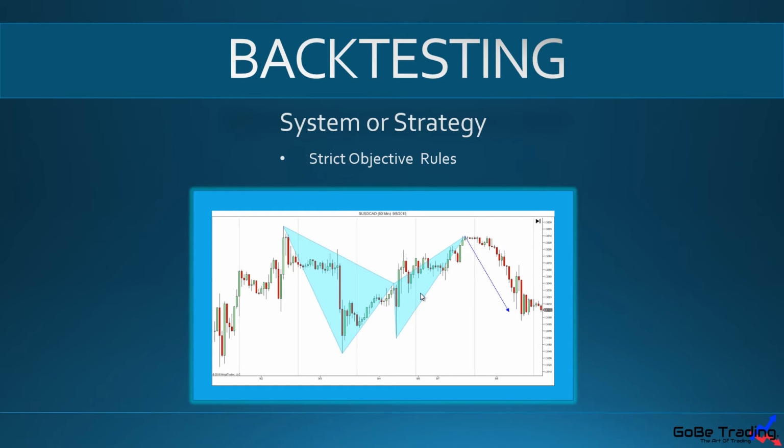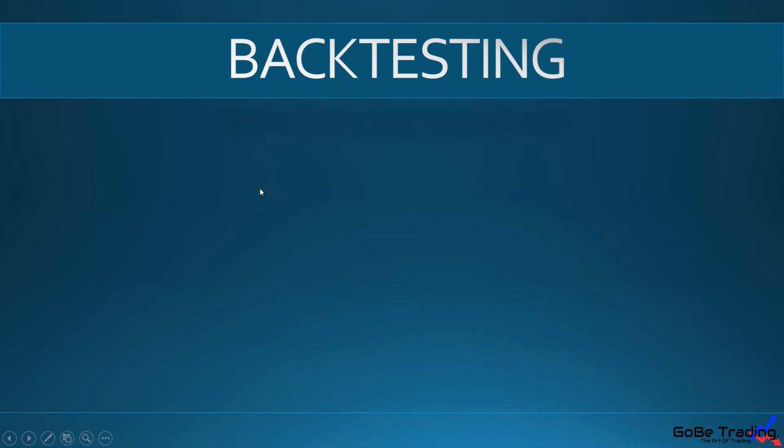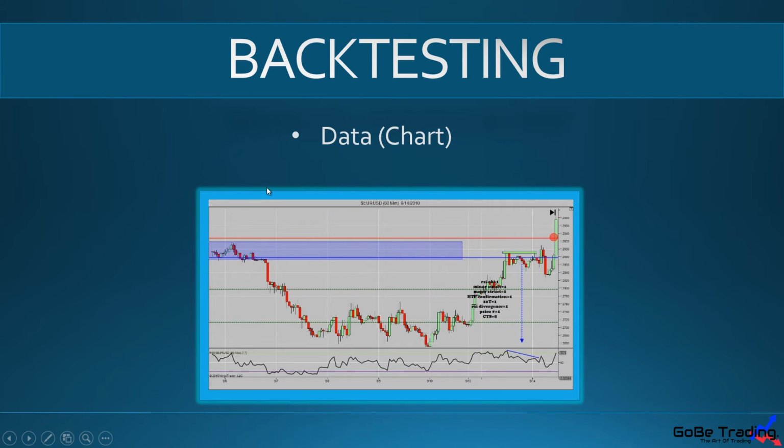That's it. Your rules can't have a section that says maybe if the price goes down here, I'm gonna wait, and maybe if the price goes right here, I'm gonna do this. No. Your rules have to be completely objective. If the market does this, I do this. If the market does that, I do that. Period.